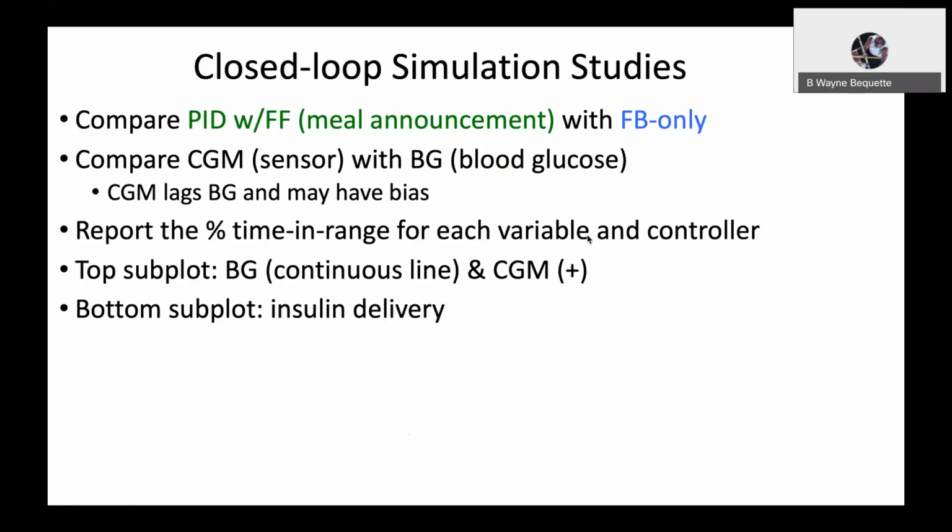We'll compare the CGM sensor and blood glucose because they can differ. First of all, there's a lag between blood glucose and the sensor reading, but also there may be bias and noise involved in the sensor reading. We're going to report the percent time in range for each variable and control strategy. In each simulation study, the top subplot is going to have the blood glucose as a continuous line and the continuous glucose monitor, the sensor, as a plus symbol. And the bottom subplot is going to be the insulin delivery rate.